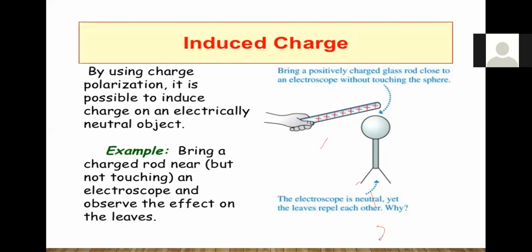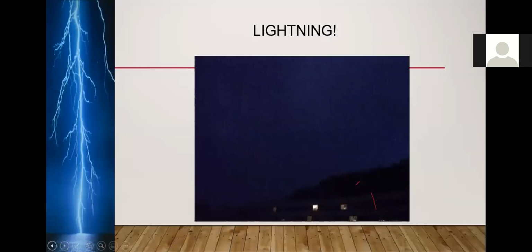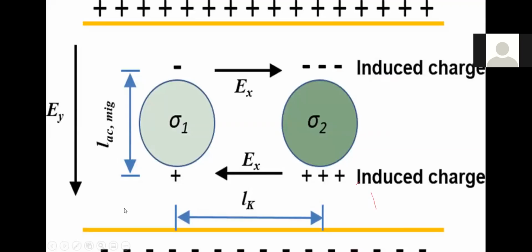So the next thing we are going to talk about is related to the same thing but in a different way. It's about lightning. You can see here, the same as we said before, in the upper part you have a positive charge accumulated, and in the lower part you have a negative charge accumulated.